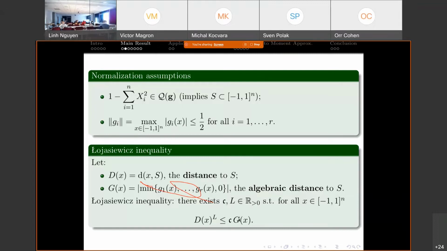So when the description is good, then we can expect L to be equal to 1, and we'll prove it. And when the description is bad or the same algebraic set S is singular, we expect L to be big.